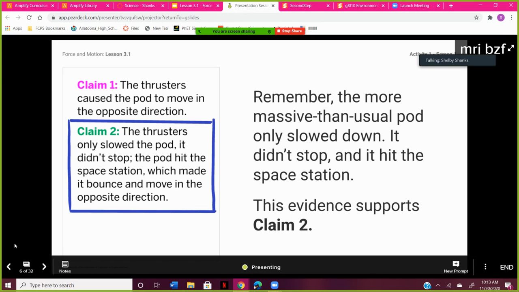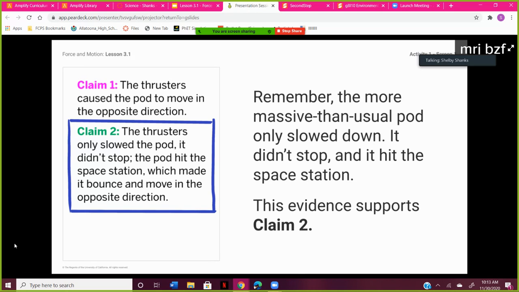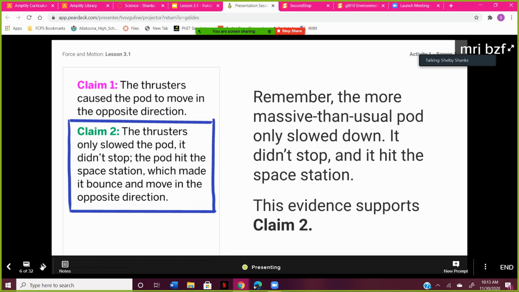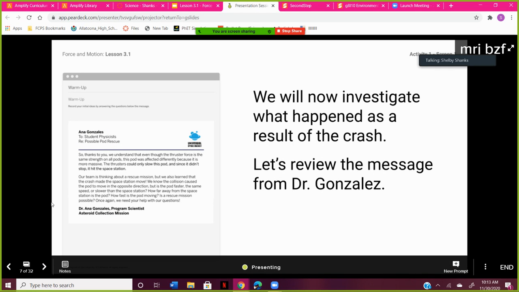Before you read this, we need to make sure that we're all on the same page. Like I said just a few seconds ago, we are supporting Claim 2. We looked over Claim 1 and Claim 2 in chapters 1 and 2 the last several weeks, and now we are sticking with Claim 2. The more massive than usual the pod is, it means it only slowed down. So we know that this pod is more massive than it normally is, and so it didn't stop and it hit the space station. We are going to investigate what happened as a result of the crash.